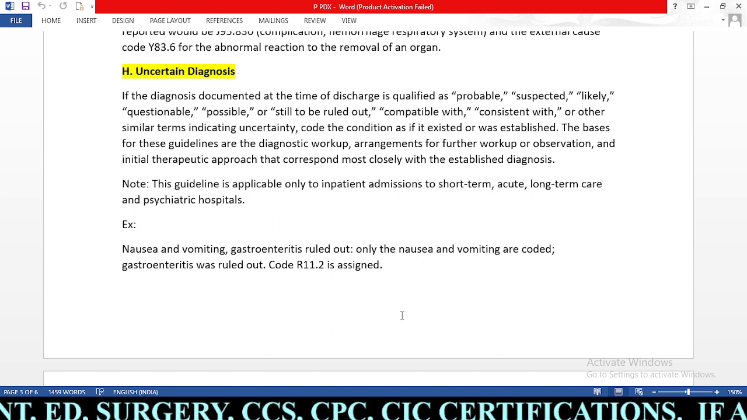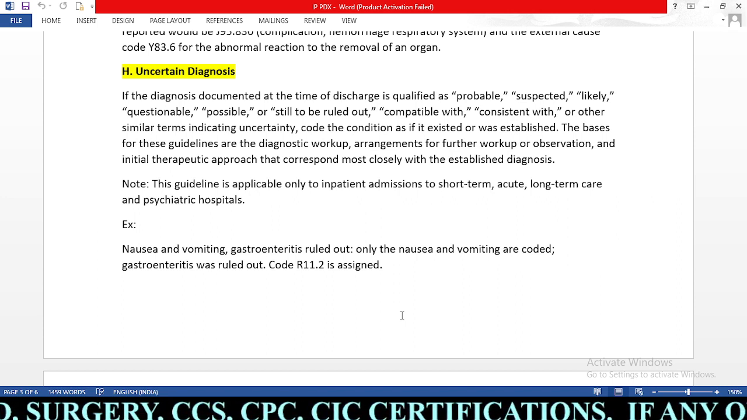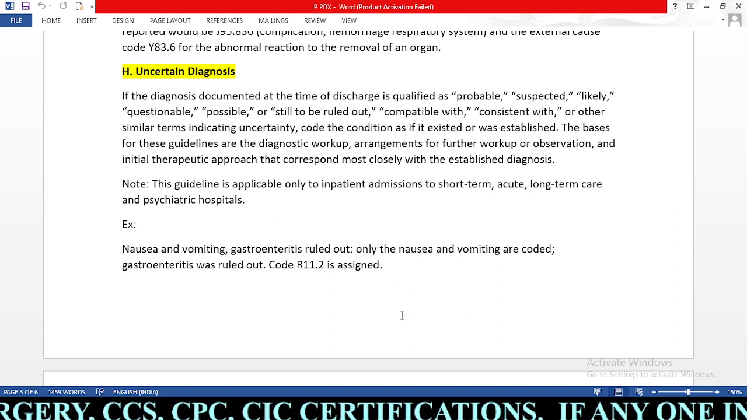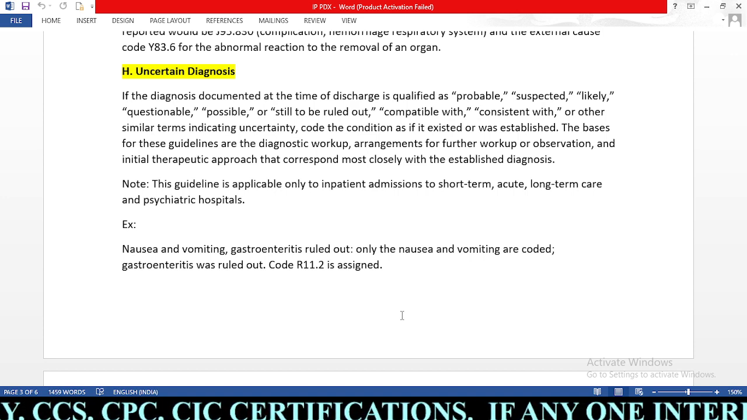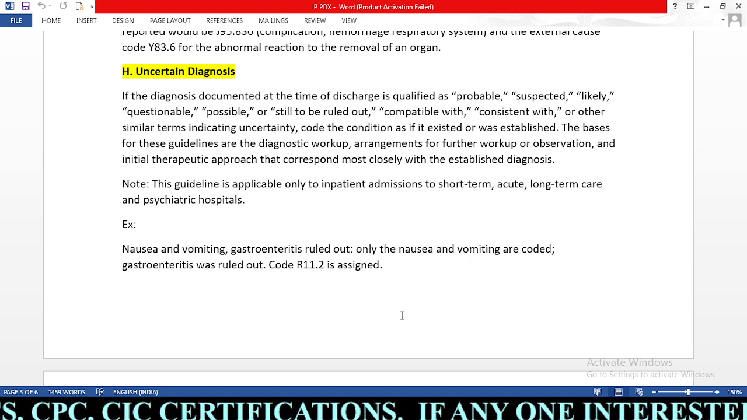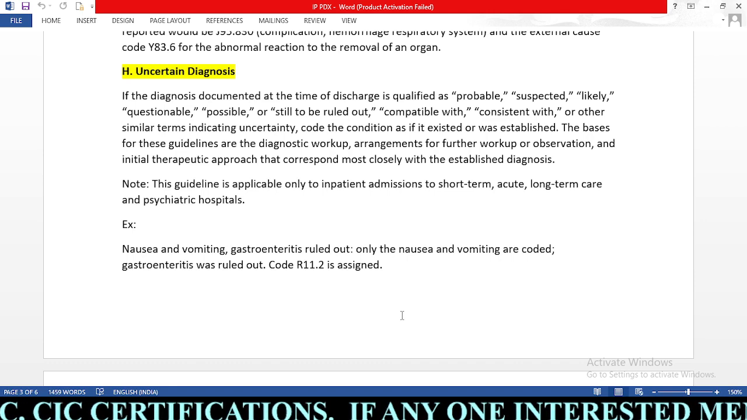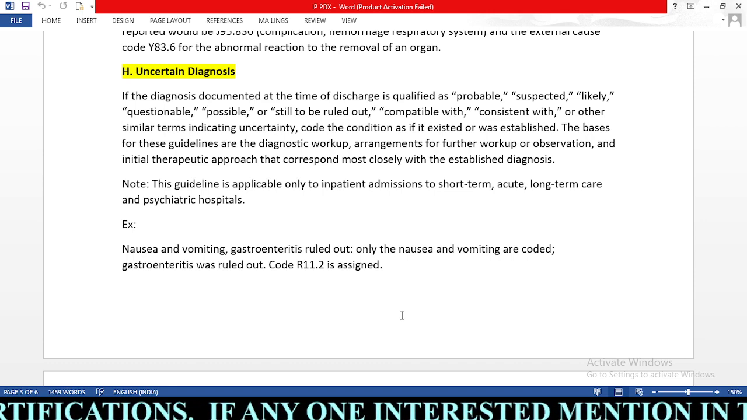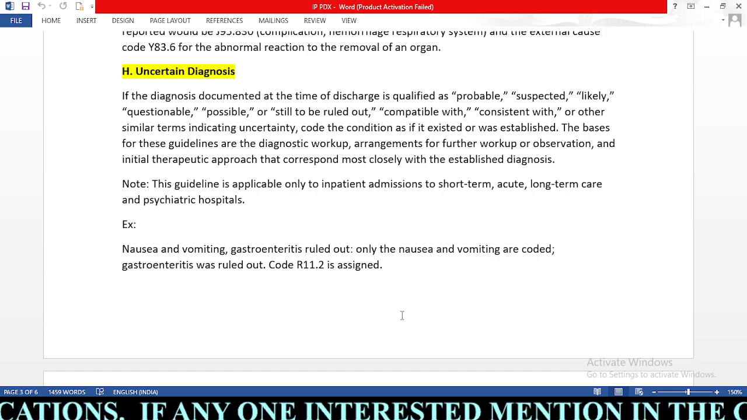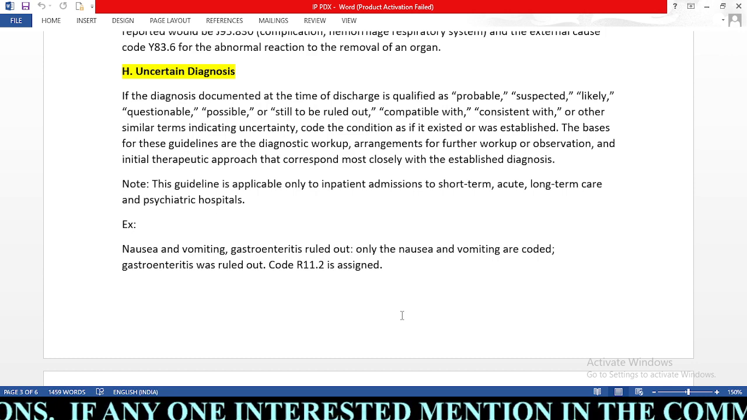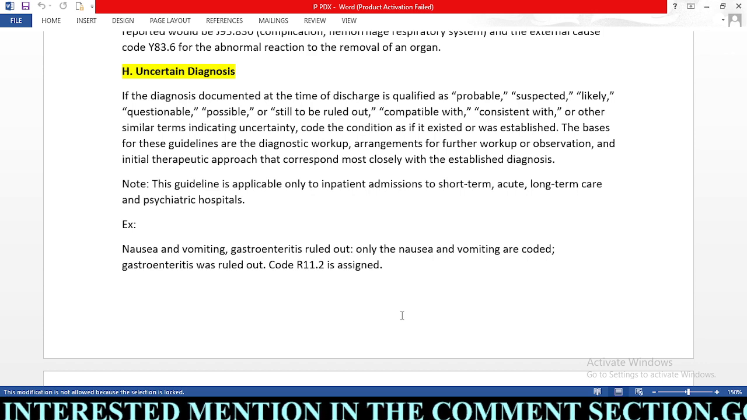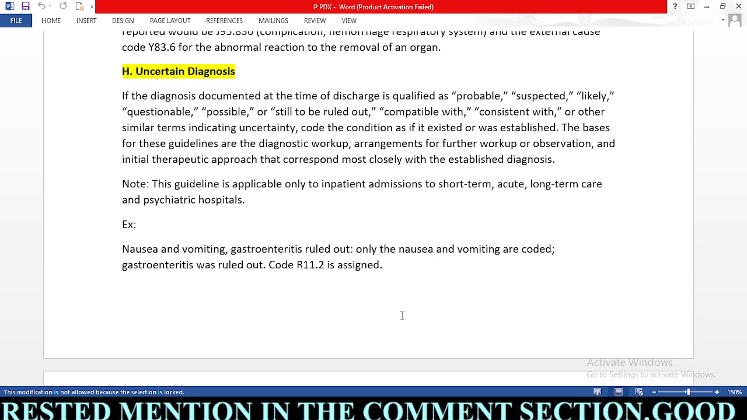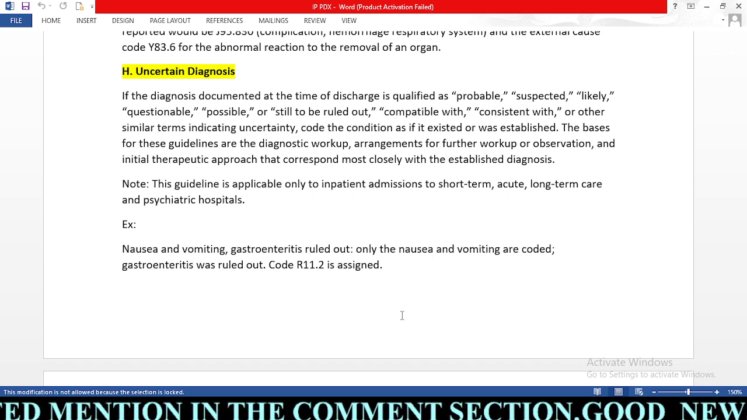So basically this guideline is applicable to only inpatient setting, not for outpatient setting. So here we have an example, nausea and vomiting, gastroenteritis ruled out. So here ruled out means the physician did not confirm the patient has gastroenteritis. So here we need to code only the nausea and vomiting as gastroenteritis was ruled out. Ruled out means there is no gastroenteritis, the patient has only nausea and vomiting.